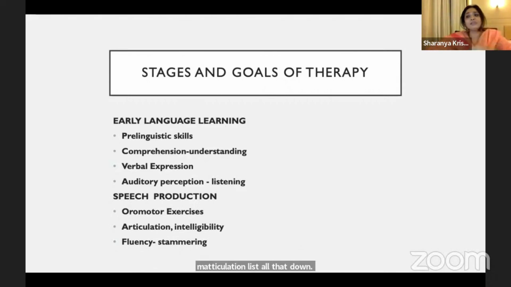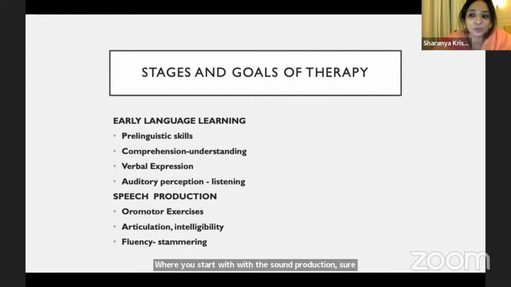List all that down and work sound by sound. And progress in a very systematic manner, where you start with the sound production, show them the place of articulation, teach them how to produce the sound, then go to syllable, word, phrase, and sentence level.